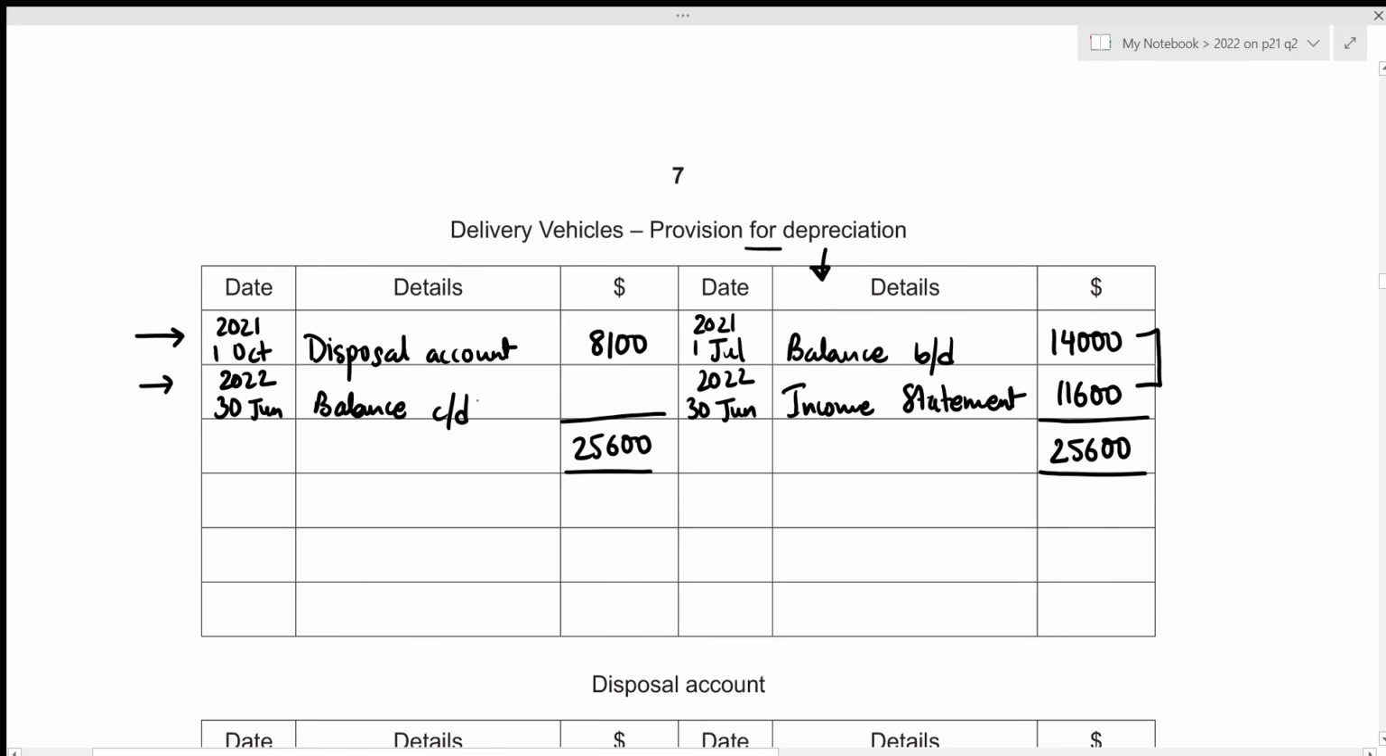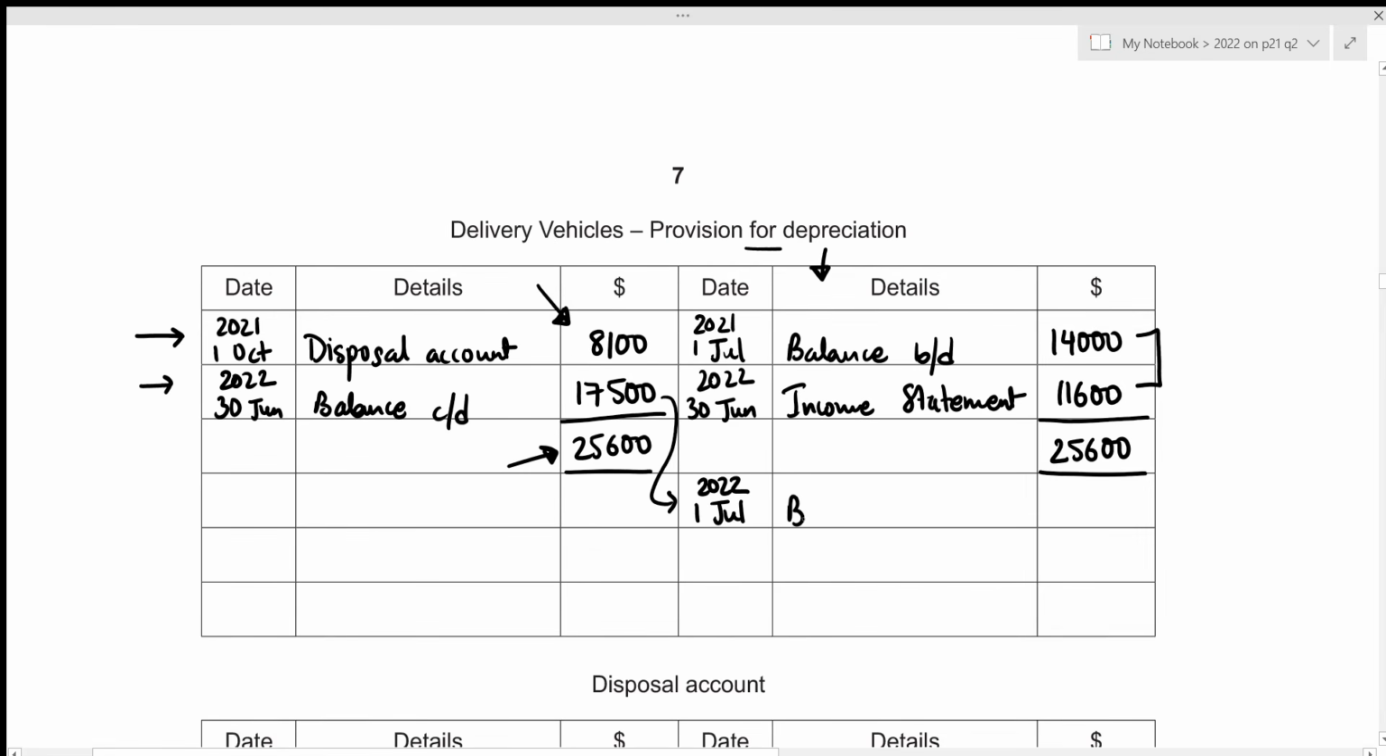Now the closing balance acts as the balancing figure, and in order to figure out this amount, we just need to subtract this amount from the total. In this case, that's going to be 25,600 minus 8,100, which results in our closing balance for the provision for depreciation account to have the value of 17,500. Again, the next thing to remember here is that we need to record our closing balance as the opening balance for the next accounting period. So that will be on the opposite side at the date of 1st July 2022.